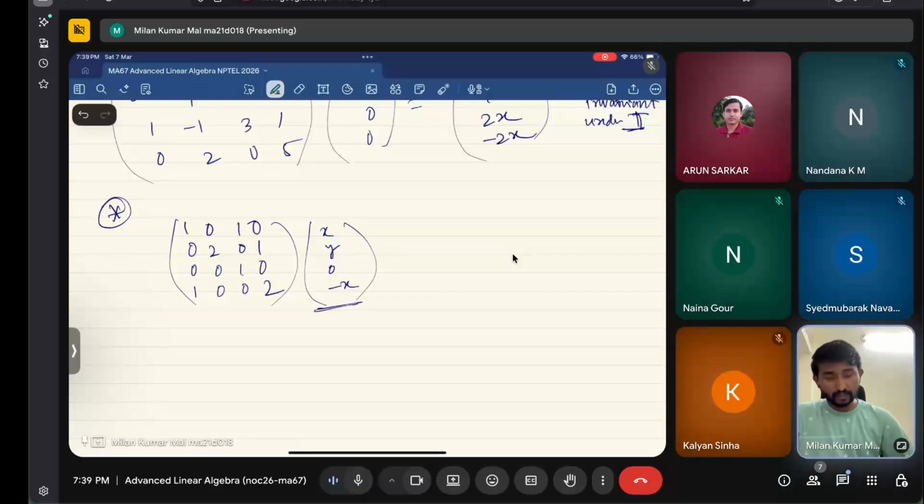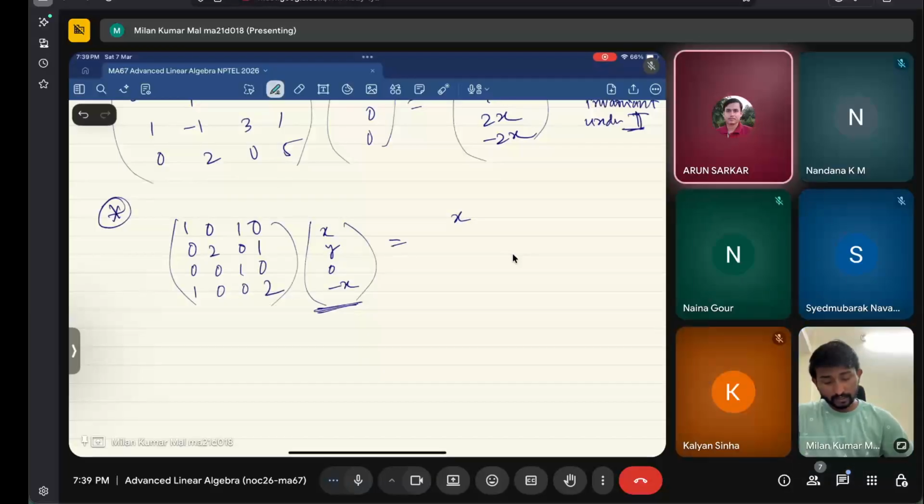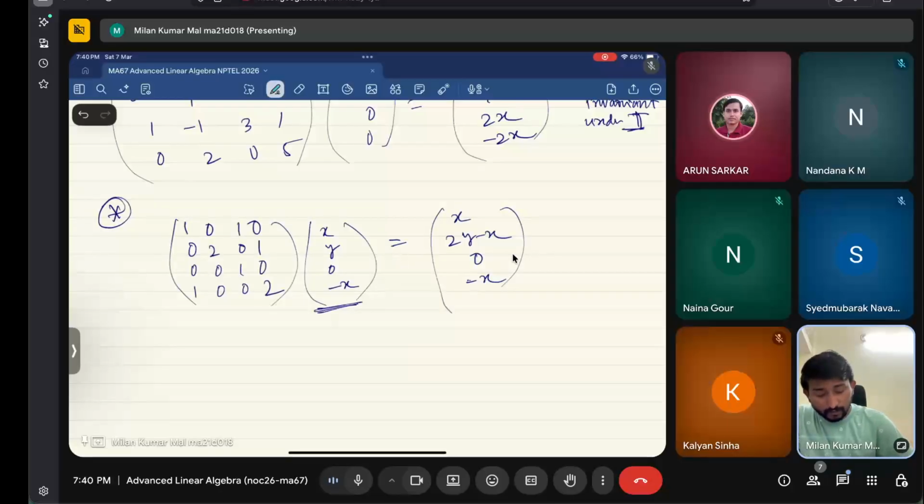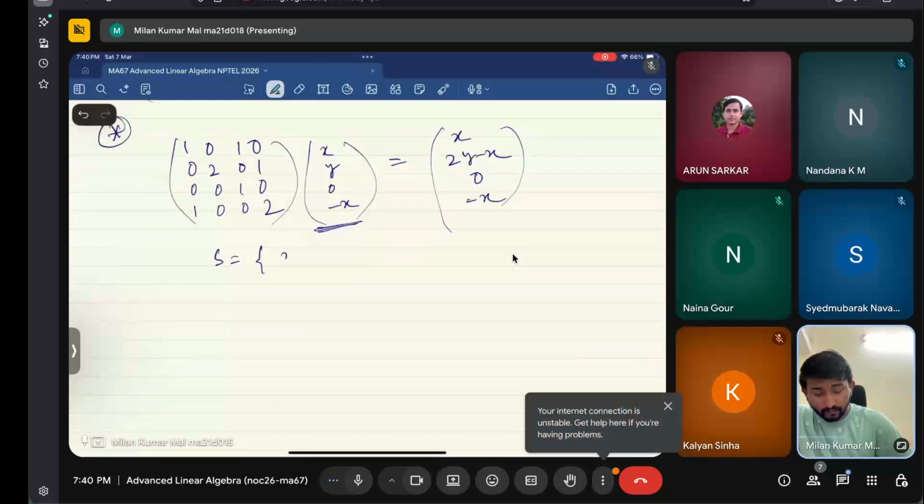Is this space invariant or not? Elements look like this. So you can check: the first entry will be x, 2y minus x is the second entry, the third entry 0 is 0, and the fourth entry minus x is minus x. Yes, indeed this is an invariant subspace. Why is this an invariant subspace? Here the space is actually elements that look like this way, such that x and y are real.